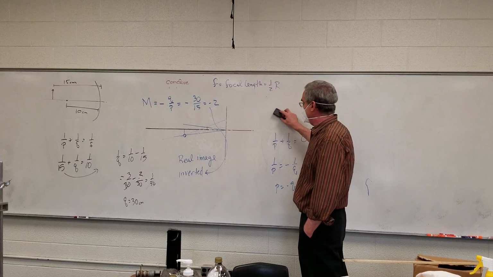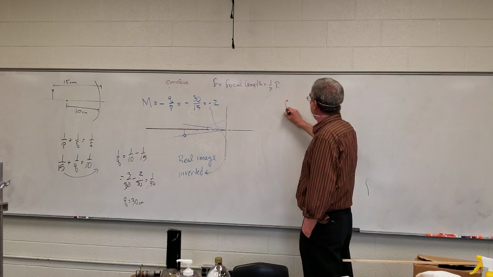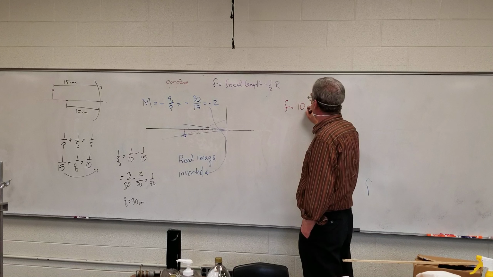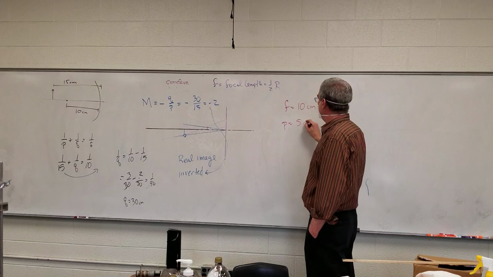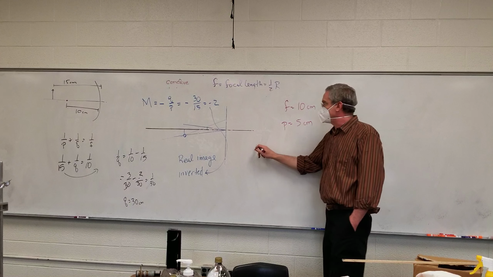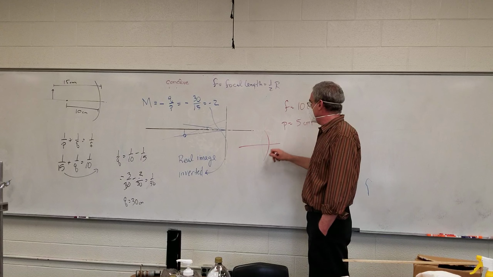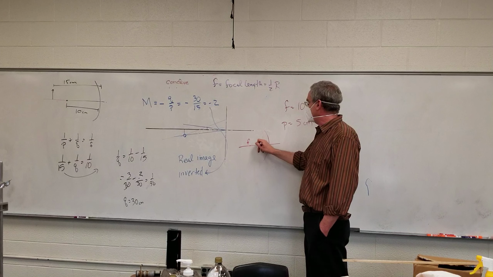Let's keep the same mirror. So my focal length is still 10 centimeters. This time, let's put the object at 5 centimeters. So the crude sketch is I got my mirror right here, I got my focal length right here, there's my focal point, and then I'm putting the object here.